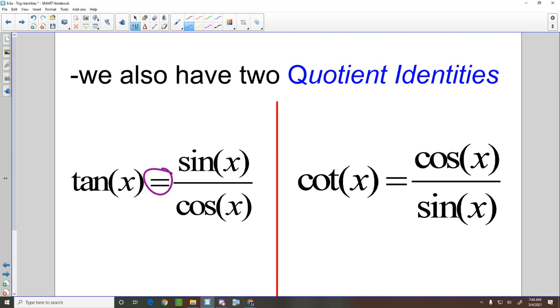And so tangent is sine over cosine. Cotangent is cosine over sine. Best way to keep these straight, cotangent starts with cosine in the numerator. They both have that co to lead things off. So cotangent equals cosine over sine.